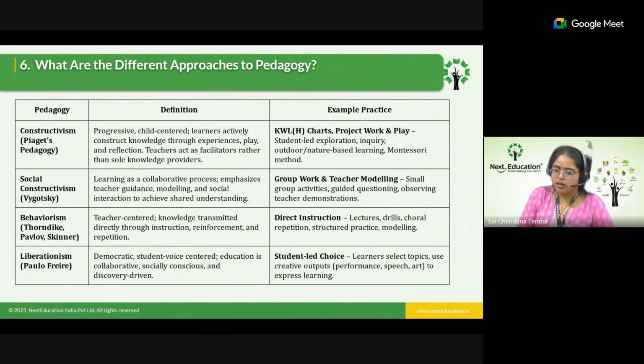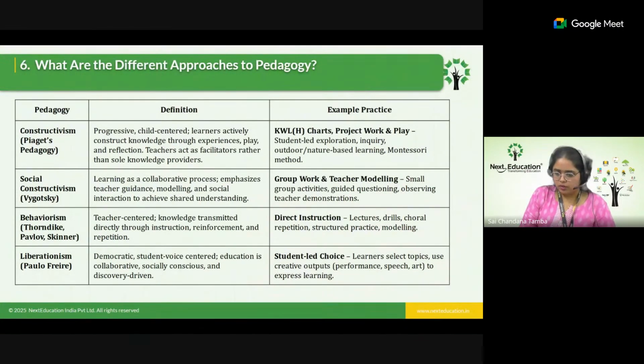I'm giving an example here. KWL charts are where the student first makes a chart about what knowledge he knows already, what knowledge he has gained through this particular process, and what he wants to learn further. Then project work and also play. So these are different ways, hands-on experiences or hands-on activities. All these come under constructivism. You could relate all these aspects to this particular pedagogy.